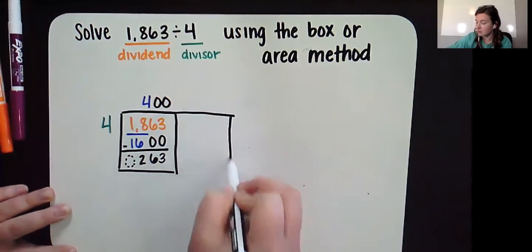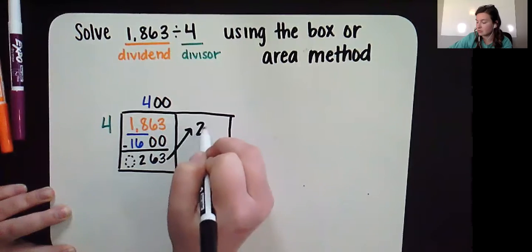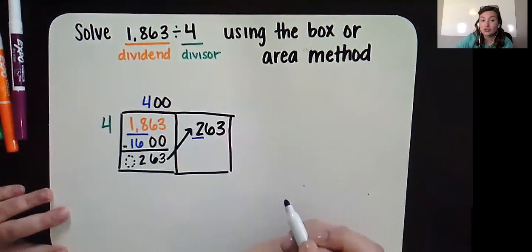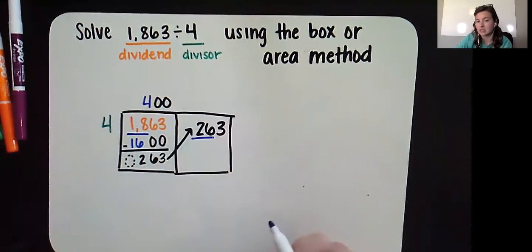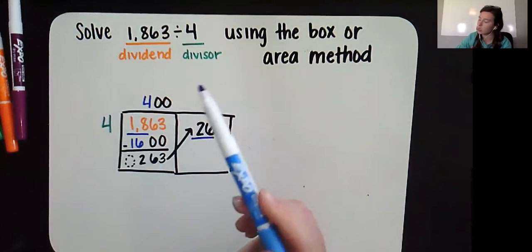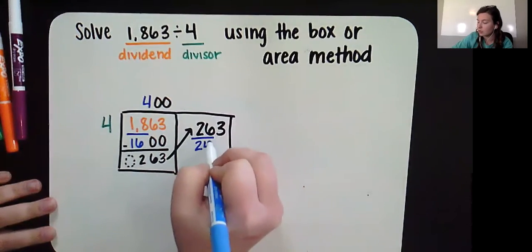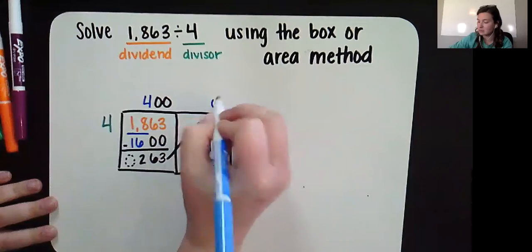Make my next box. I'm going to bring up my 263. I'm going to start with my 2. 2 is less than 4, so I'm going to go ahead and move next door. 26. The closest multiple of 4 to 26 without going over is 24. And to get that number, I multiply 4 by 6.